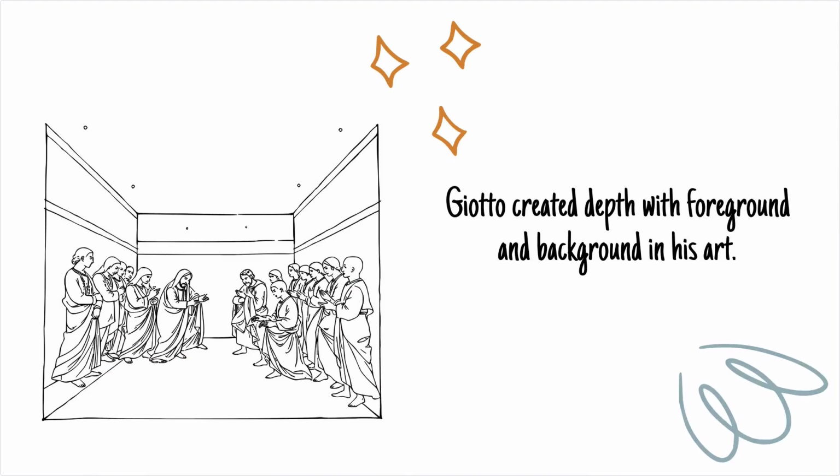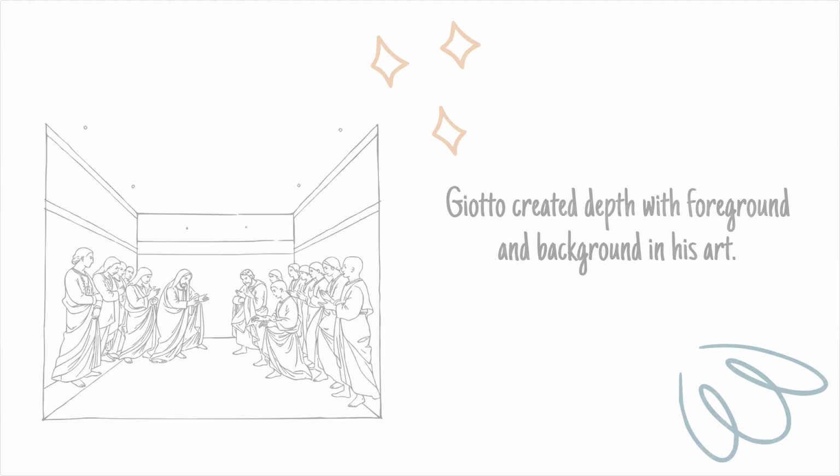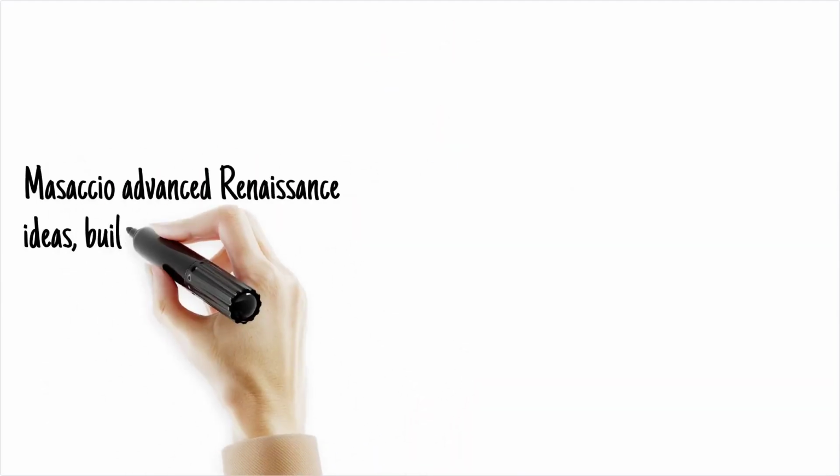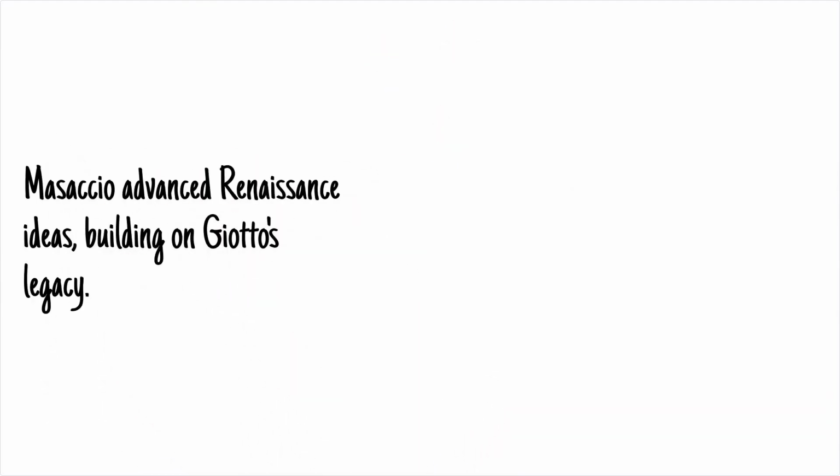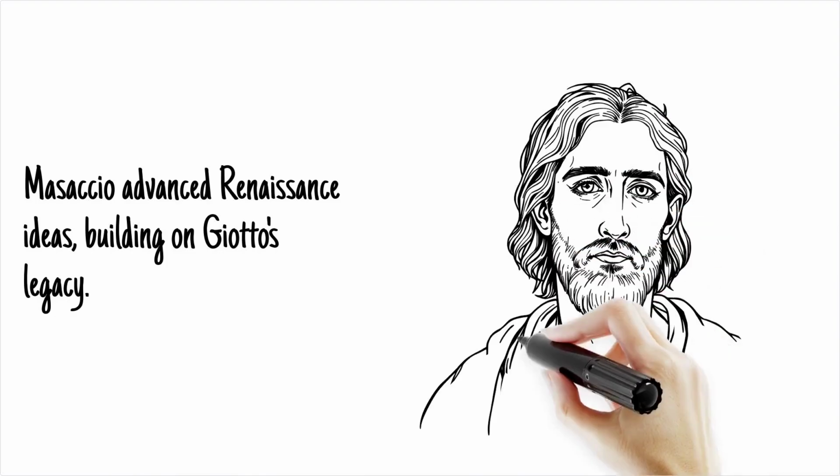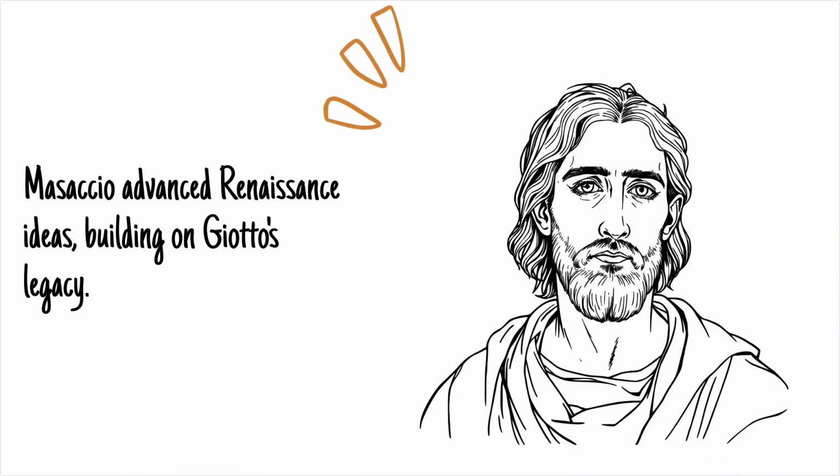But Giotto didn't stop there. He introduced depth by arranging figures in the foreground and background, creating a sense of three-dimensional space. This shift from flat, symbolic representations to lifelike scenes was groundbreaking. Giotto paved the way for the Renaissance by reminding artists that art could reflect life itself.